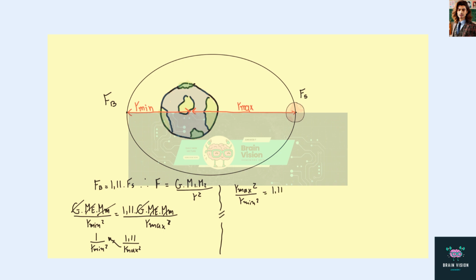Taking the square root of both sides of this equation, we get r max divided by r min is equal to the square root of 1.11, which gives us a ratio of approximately 1.05. So the maximum radius, this one, is only 5% bigger than the minimum radius, this one, in this situation.